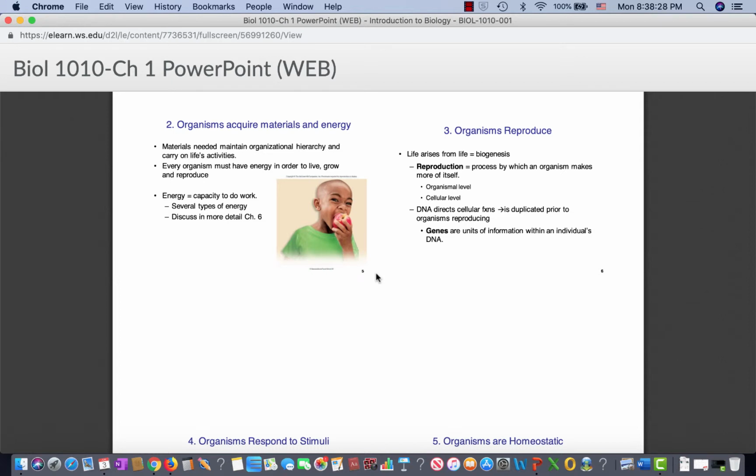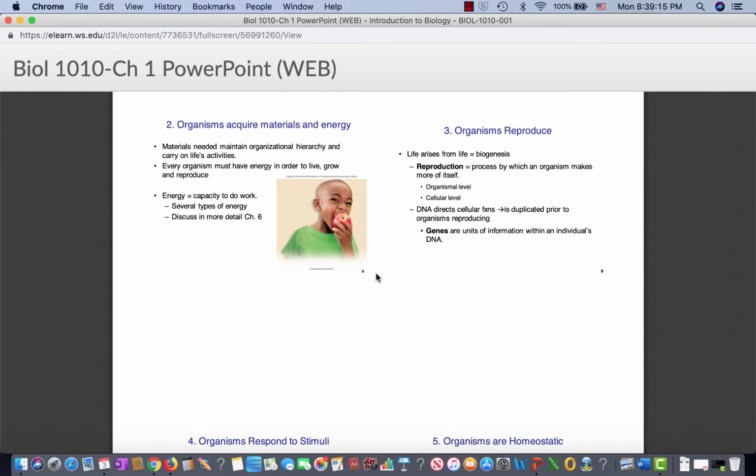Organisms have to reproduce. Life comes from life, biogenesis. Though depending on which school of thought you ascribe to, at least one time life came from non-living things, but that is again a whole other bag of cats. Reproduction is the process by which an organism makes more of itself, which you do on a generational level. One organism making another copy of itself, mother to daughter, that kind of thing.